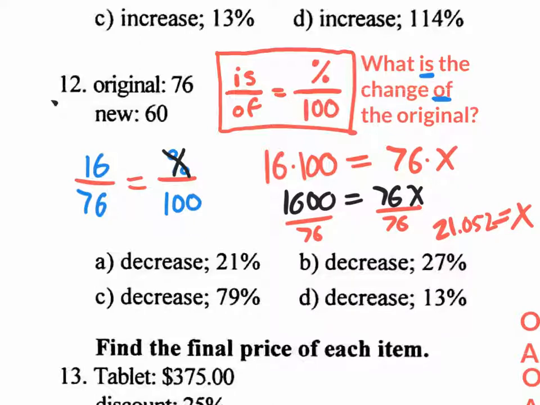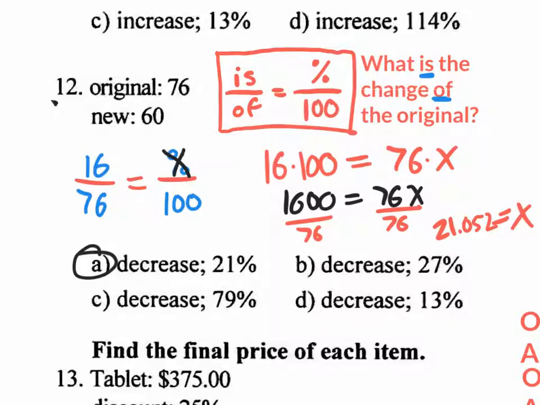Everybody agree? Okay. So does the 0.0 make that 21 go up to a 22? No. You just leave it at 21, right? So it's a 21% decrease. So option A is correct for 12.